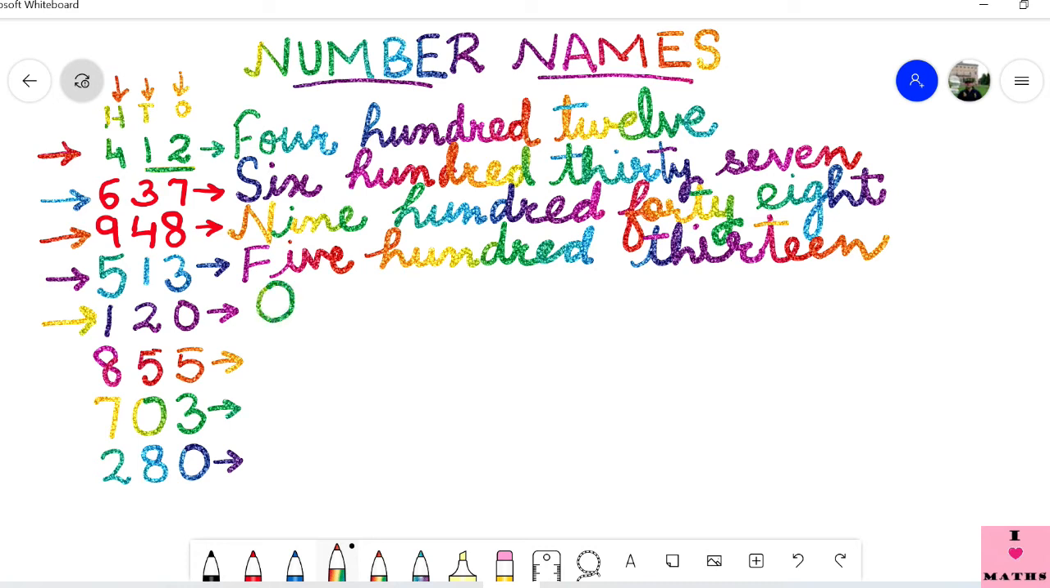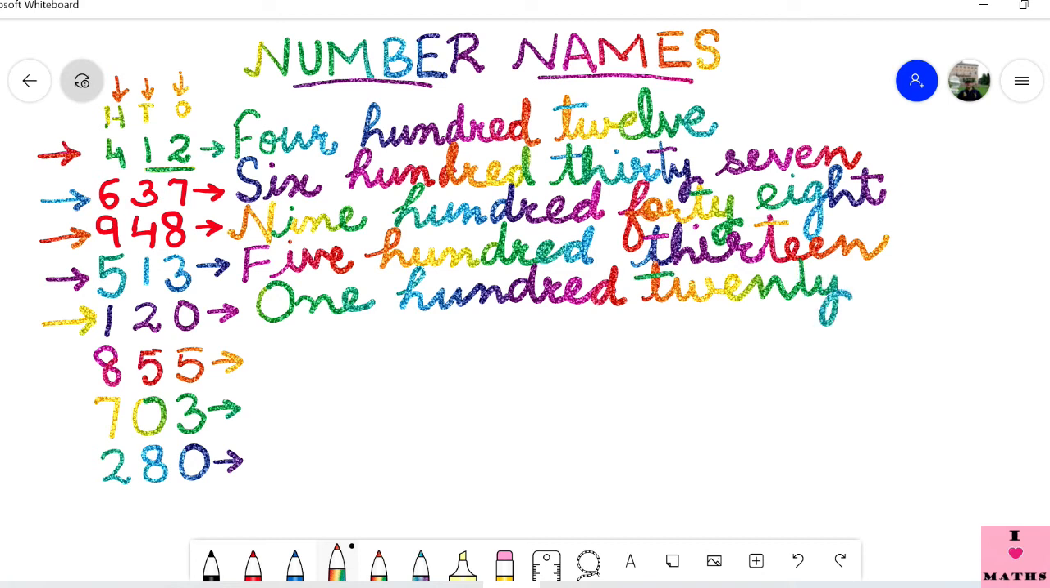Next number is 120. ONE, 1, HUNDRED, 100, 20. Twenty. Twen. How do we write twen? TWEN, TY, 20.